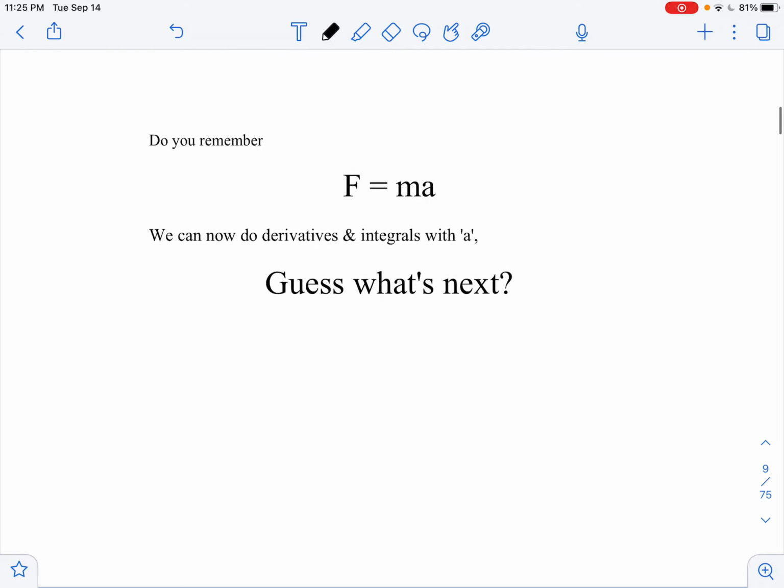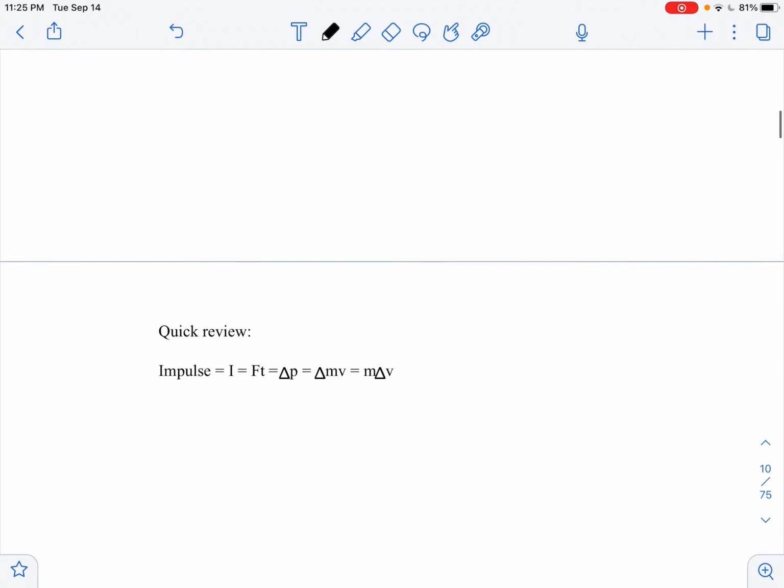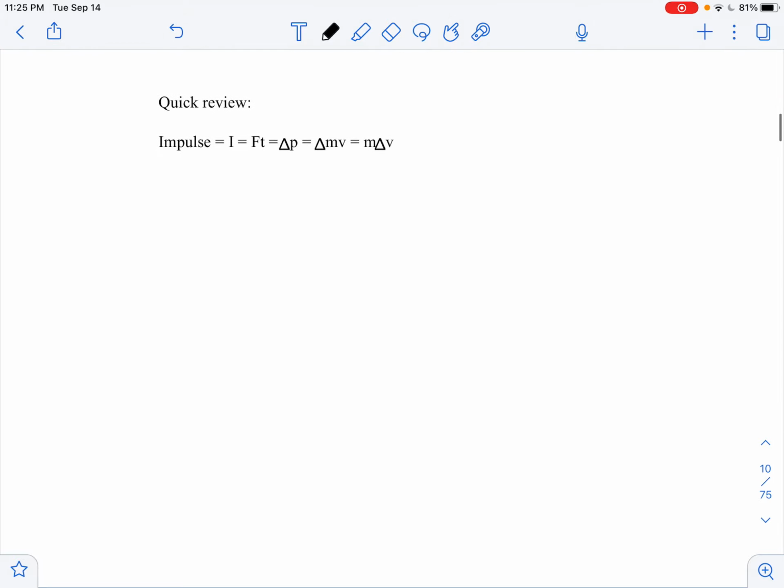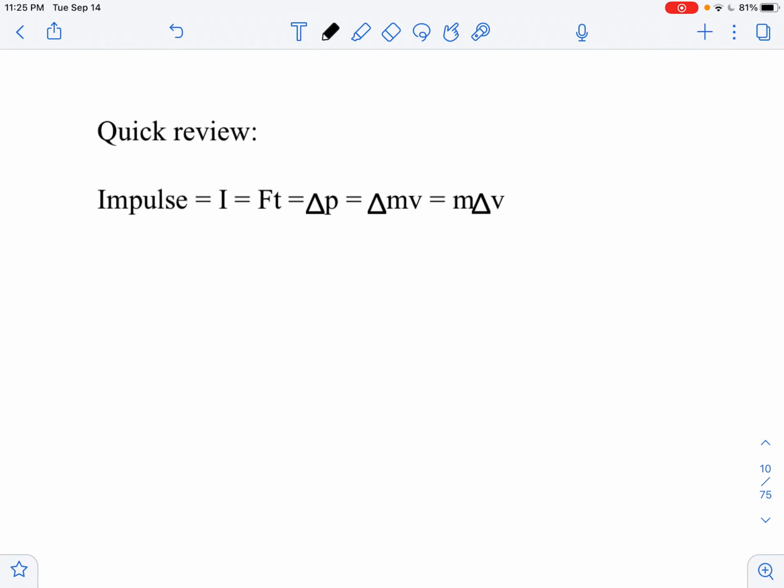And of course, we've been working with calculus. So guess what? Now we're going to apply calculus to Newton's second law. Before we do that, there's some other background information that we want to have. We've seen this before too, this concept of impulse.